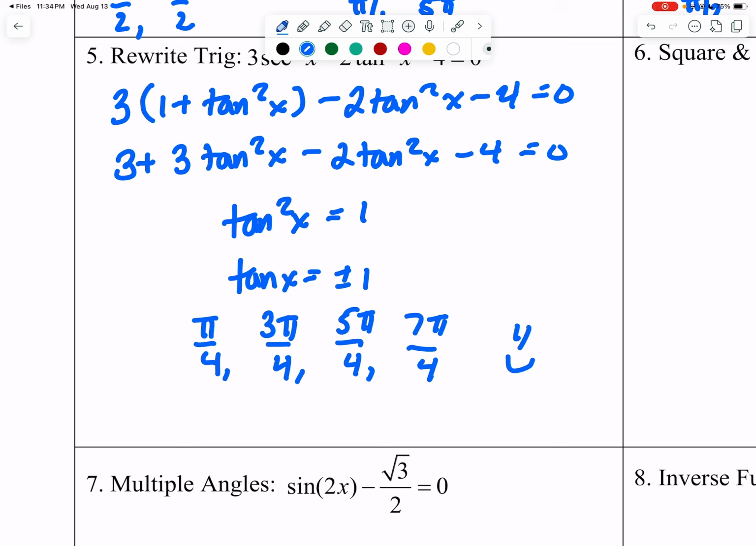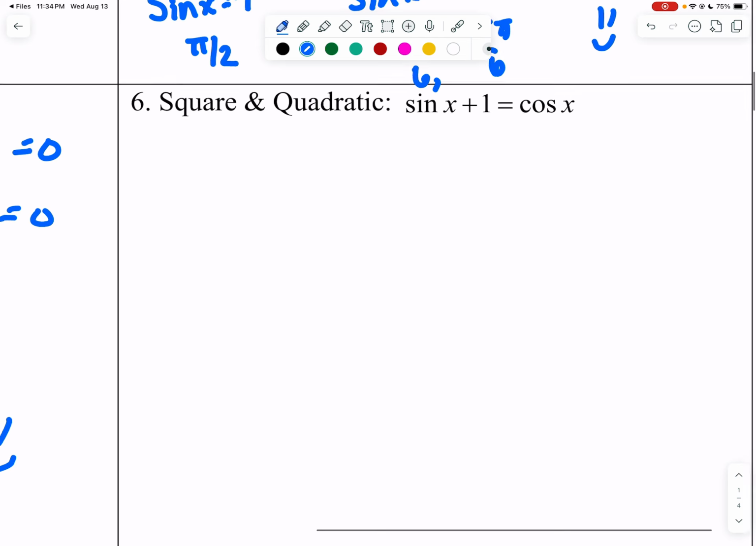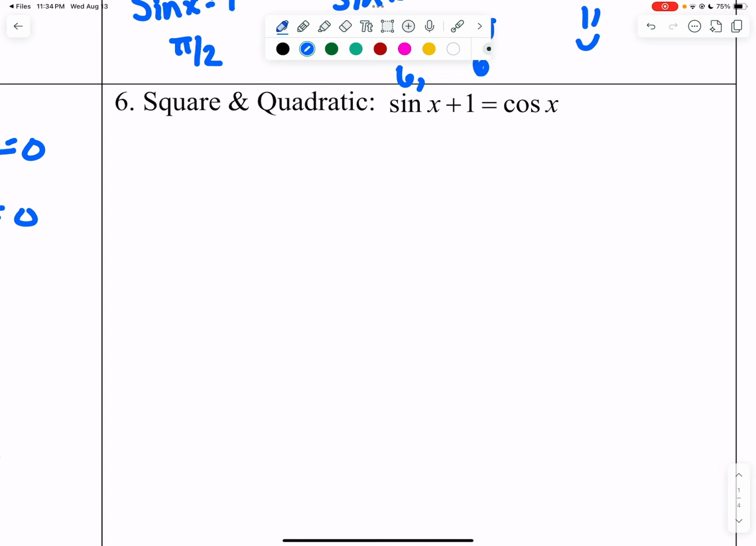All right. 6 is where we kind of get messy a little bit, because I can't really solve sine of x plus 1 is equal to cosine of x using the identities that we know. So what we are going to do here is a little bit of manipulation by squaring both sides. Now here's the important part: whenever we square both sides, at the end, we'll get a couple of answers, but we'll probably have to check for extraneous solutions because we manipulated the original equation.